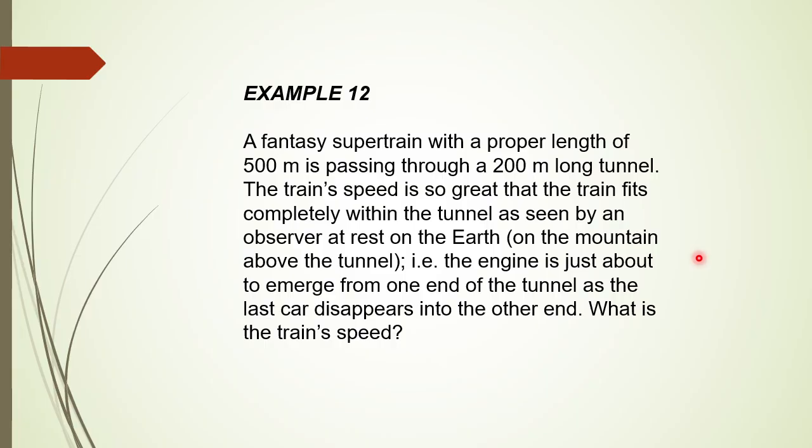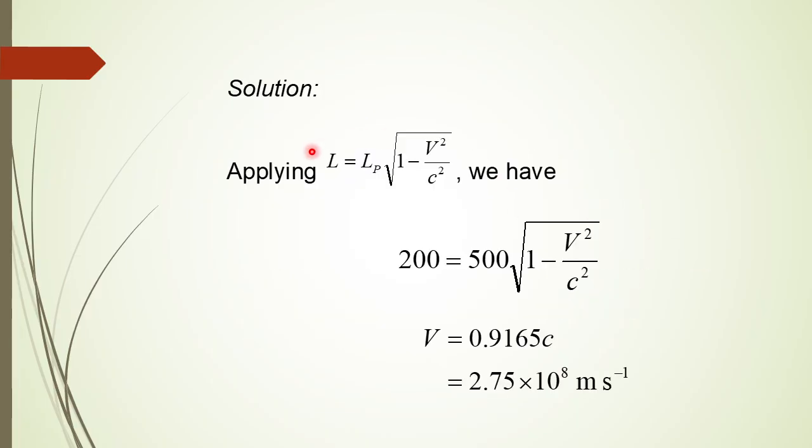Right, so quite simple, right? We just need to set up the length contraction equation. So we have L equals L_P times the square root of 1 minus v squared over c squared. Then we'll substitute the proper length in, it's 500. We'll substitute the desired contracted length in, 200. And then we'll obtain a speed which is 2.75 times 10 to the power of 8. So this is more than 90% the speed of light. So this train has to move at more than 90% the speed of light in order to fit the tunnel. Of course, it's a very hypothetical train. It's not likely to exist.